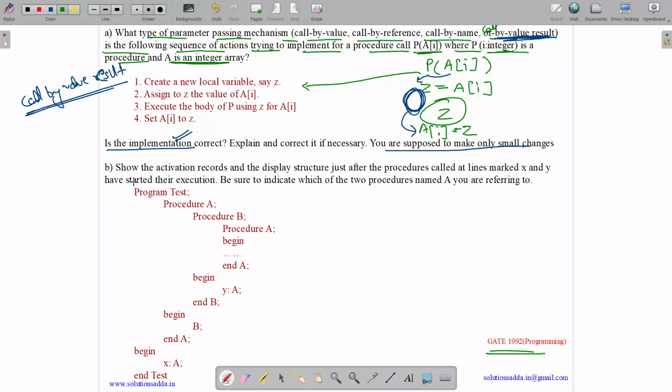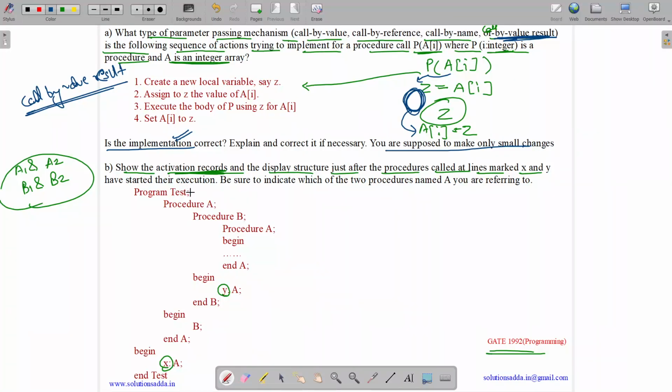Now let us see part B. Part B states: show the activation records and the display structure just after procedures are called at the lines marked X and Y. So here we have line Y and line X. We need to tell what the various activation records are at these points after they have started their execution. Be sure to indicate which of the two procedures named A you are referring to. So assume we have A1 and A2, and B1 and B2 as the different instances of A and B. So let us iterate each of them one by one.